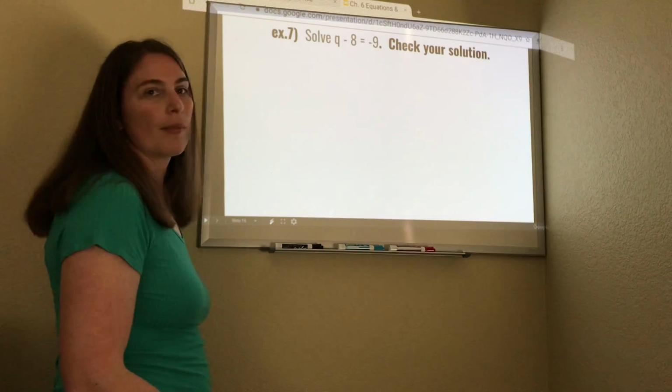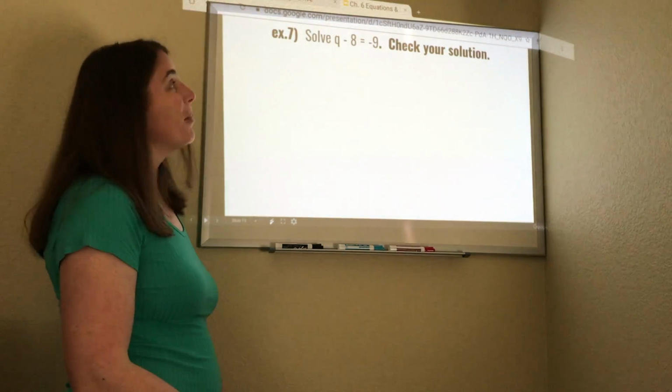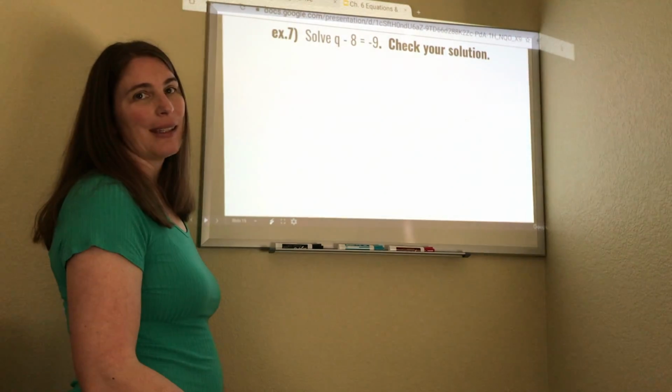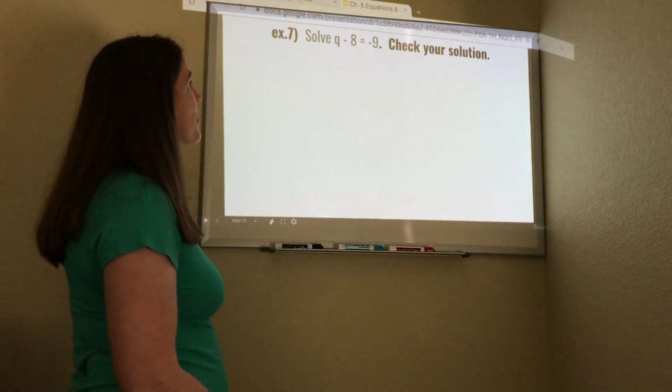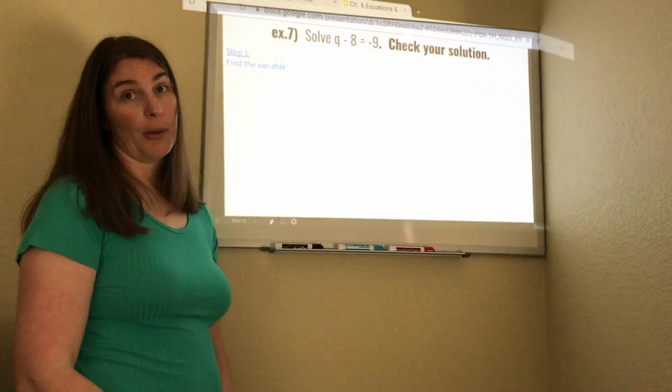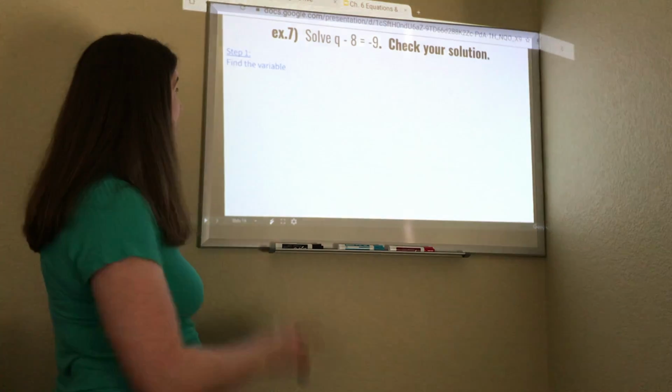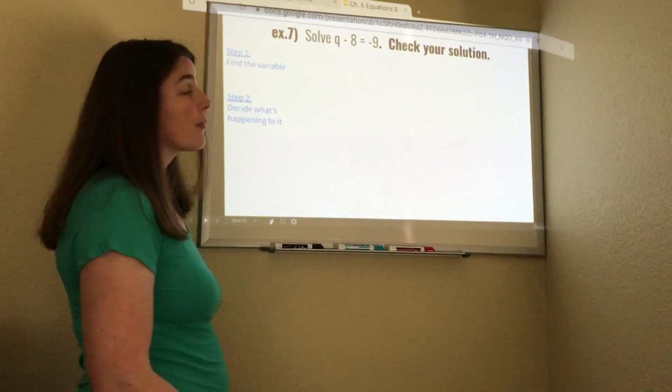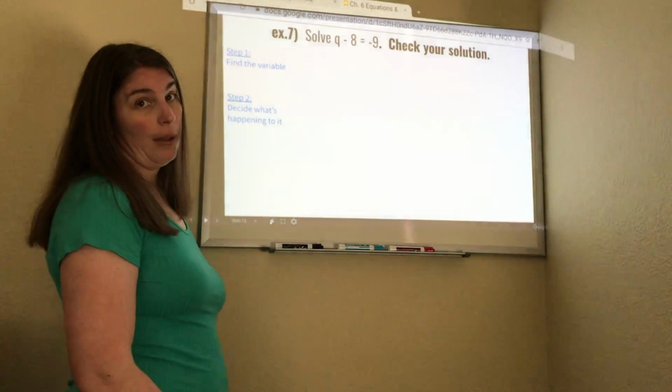Okay. All right, here's our next problem. It's q minus 8 equals 9. So the first step that we need to do is find the variable. I want you to go ahead and try to do these 3 steps. So find the variable. What's happening to it?